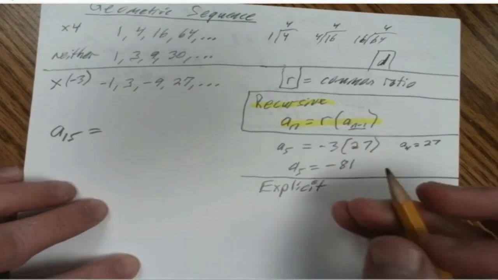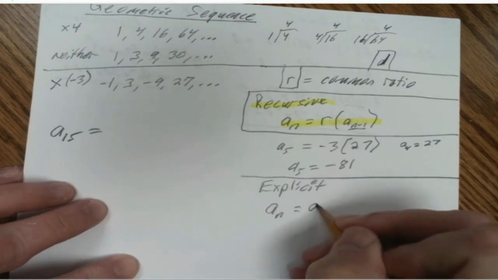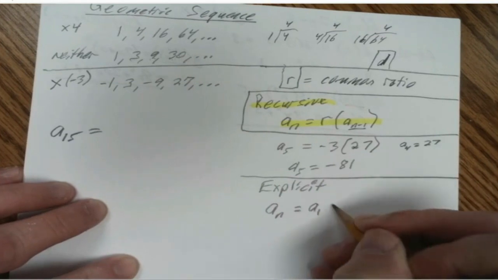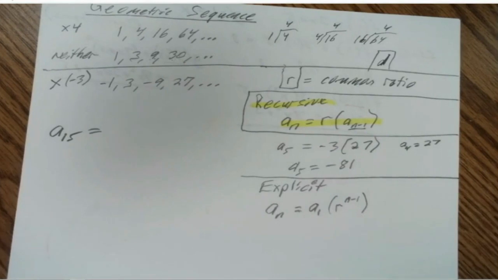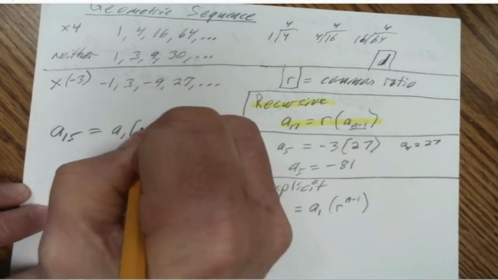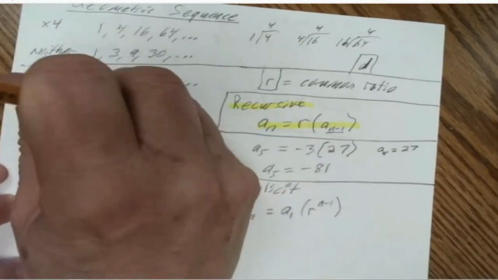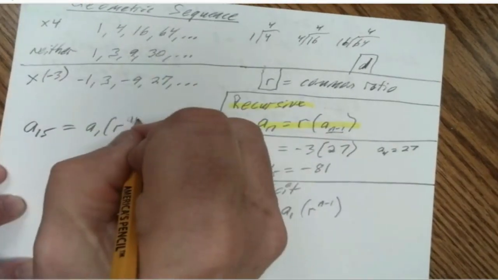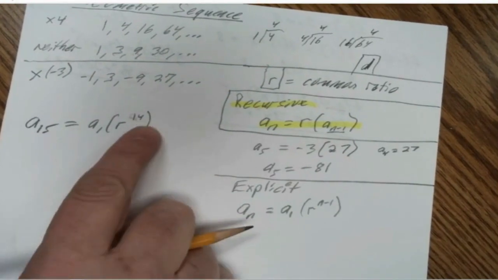So the explicit formula, let me give that to you. We want to know a sub n. As long as we know the first term, a sub 1, multiplied by r raised to the power of n minus 1. So for a sub 15, we have a sub 1 times r to the 14th power. Using our formula, whatever the first term, common ratio raised to the 14th power.